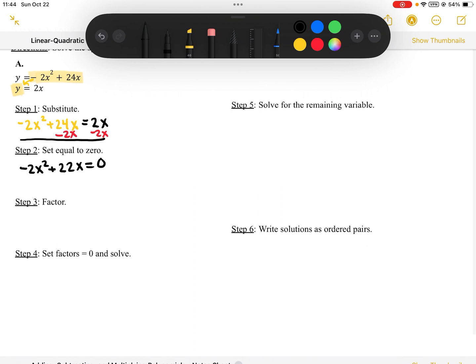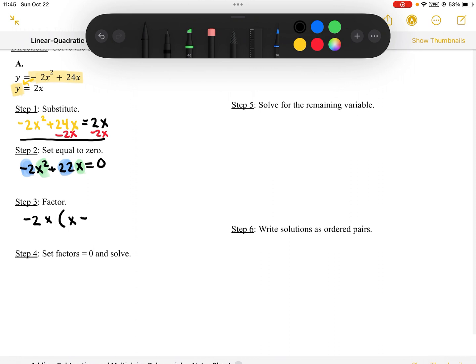So now step 3, I need to go factor. Whenever I factor, I always want to check for a GCF first. So here in my equation, I have negative 2 and 22. I can pull out a negative 2 as a GCF. And then x squared and x, I can pull out x. So my GCF is going to be negative 2x. So now I'm going to write what's left inside my parentheses. So I take my first term, negative 2x squared, divide that by negative 2x. I get just x. And then 22x divided by negative 2x, a positive divided by negative is a negative.